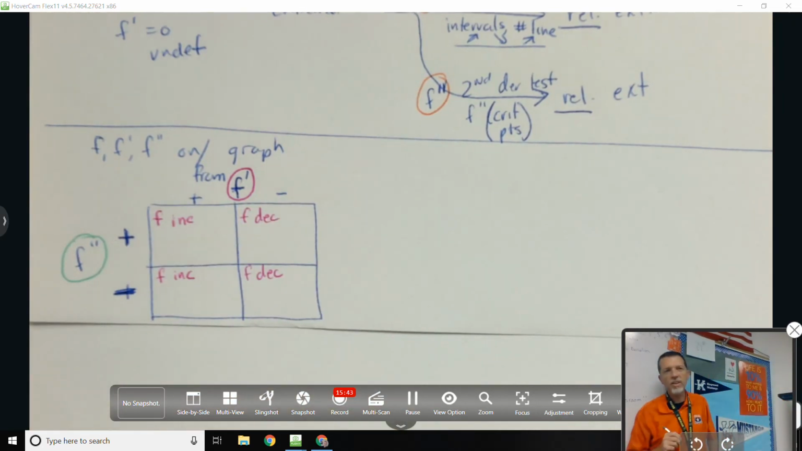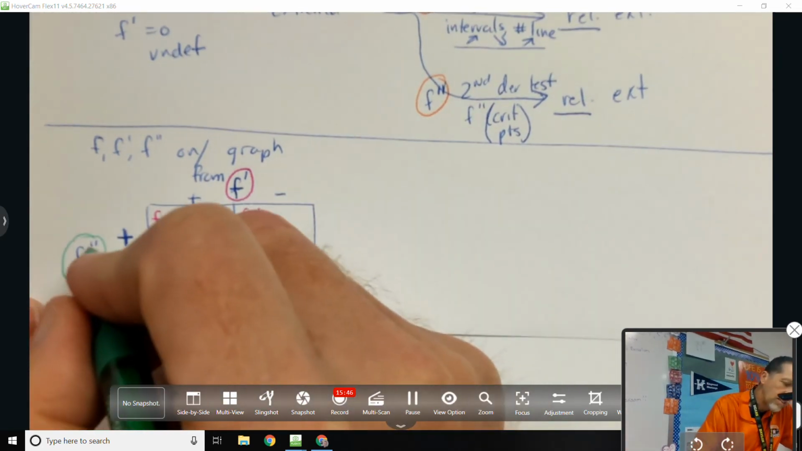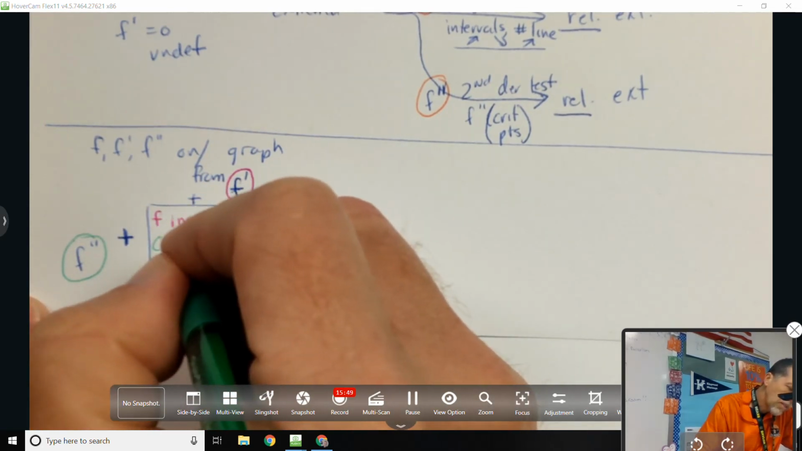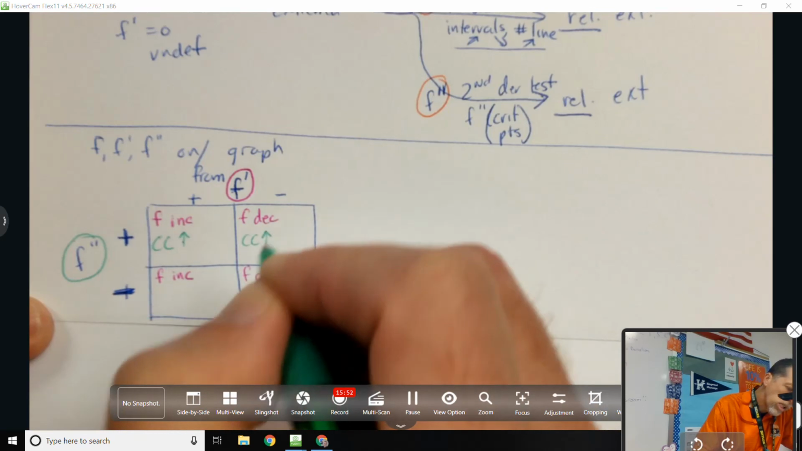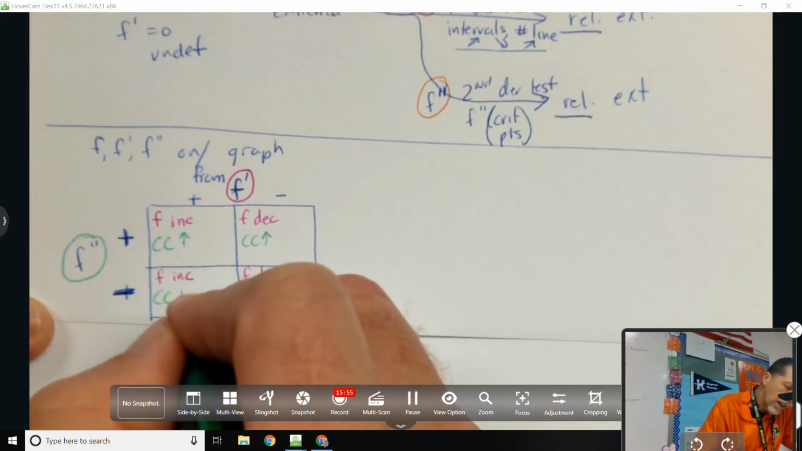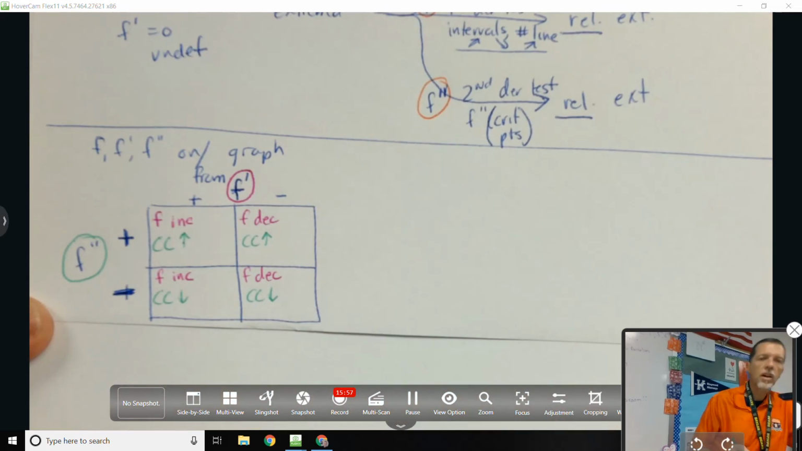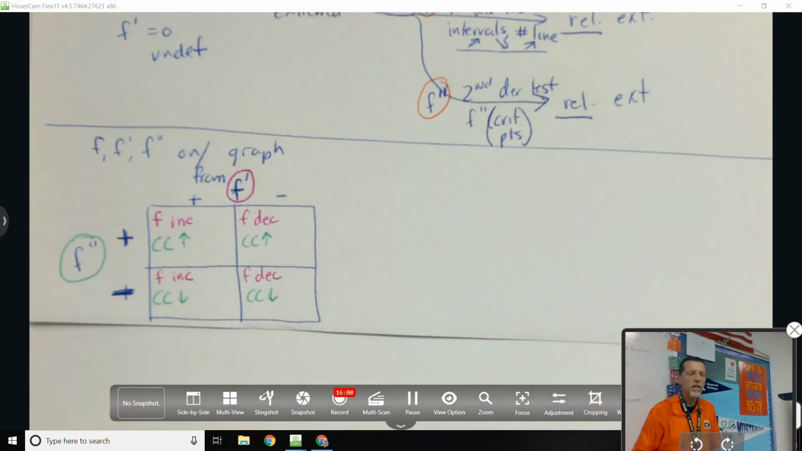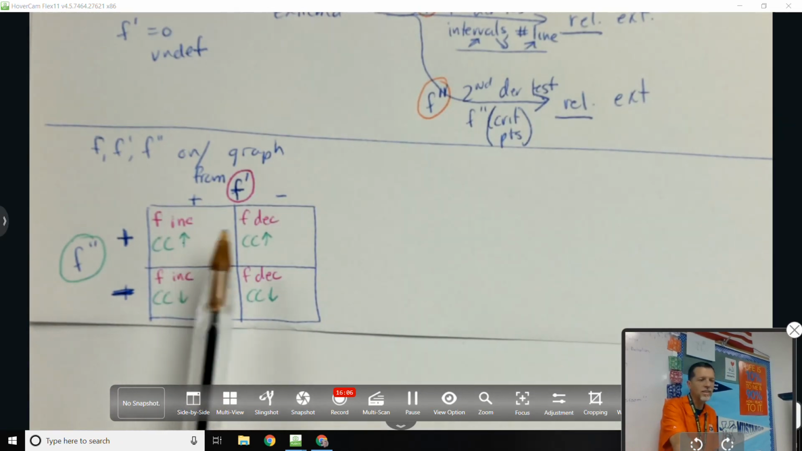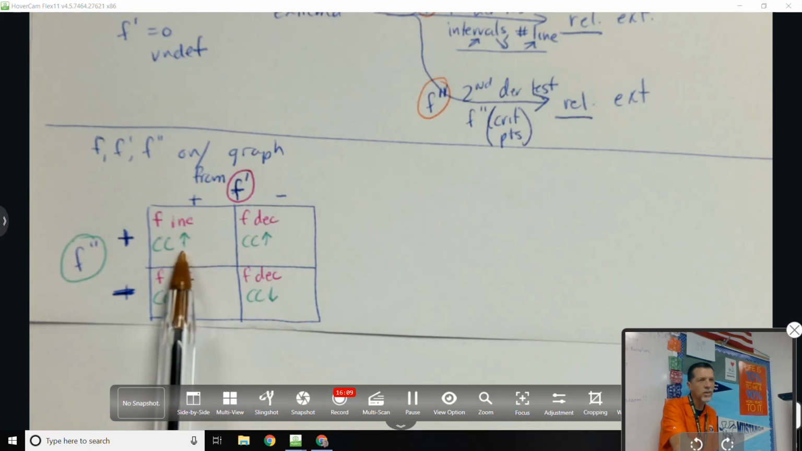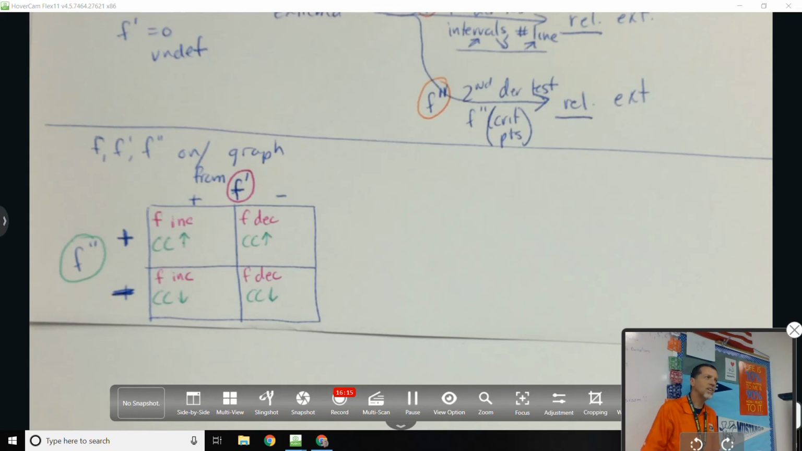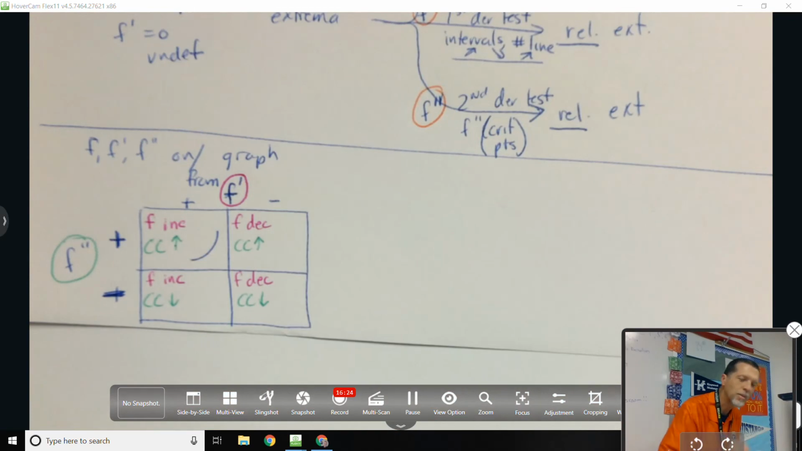F double prime, we already said, tells us concavity. So if the second derivative is positive, that means we're concave up. And if f double prime is negative, we're concave down. So if I want to sketch something that's increasing and concave up, can you draw that in the air? Increasing, but concave up. Yeah, there you go. Something like that.